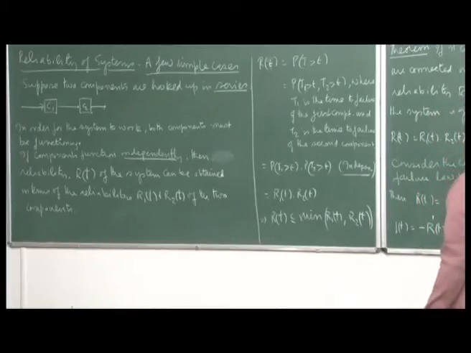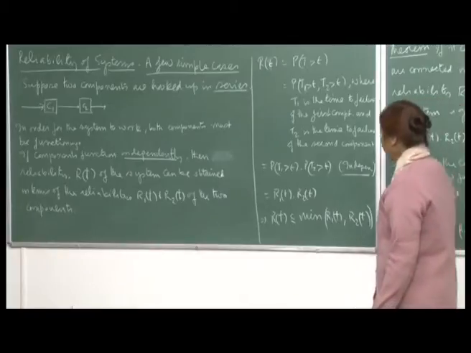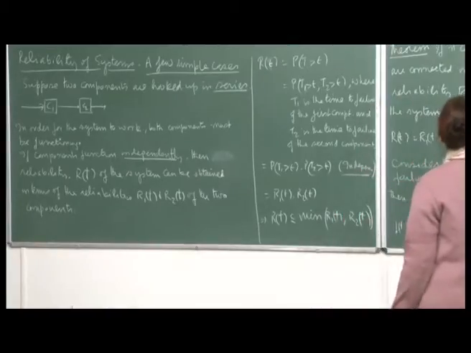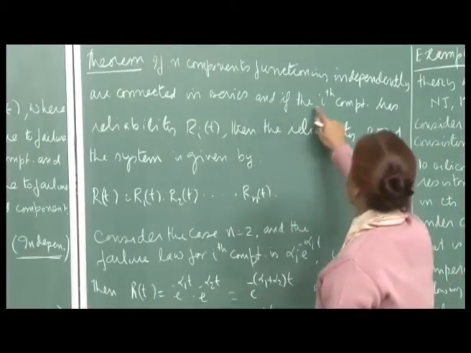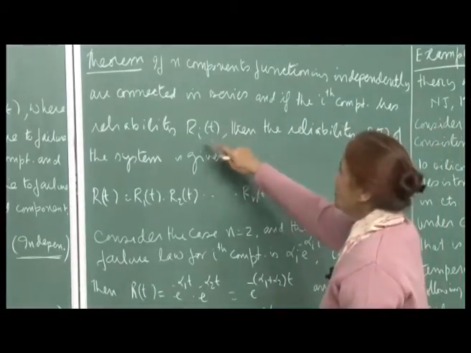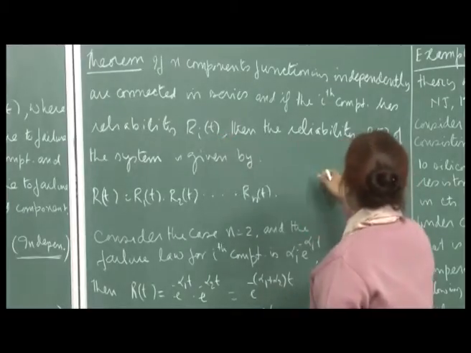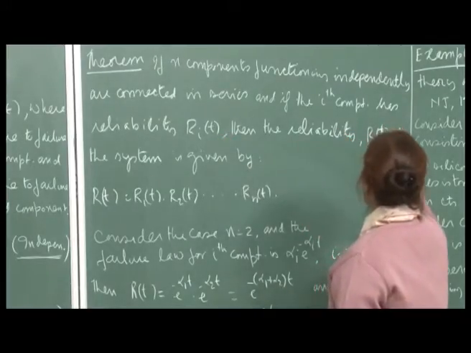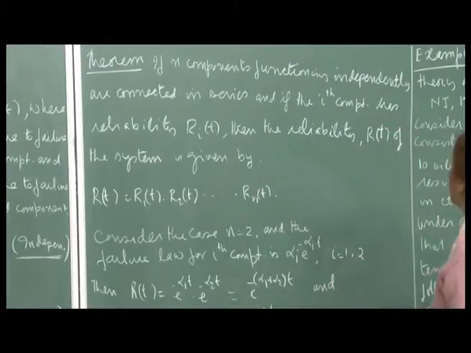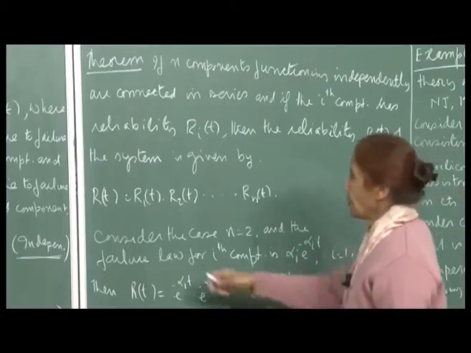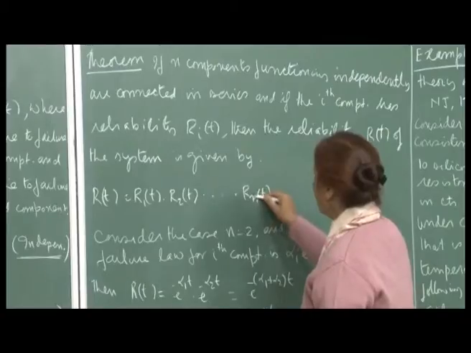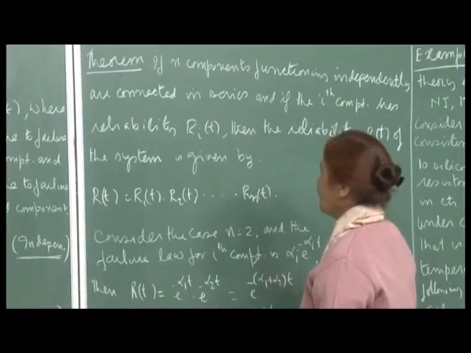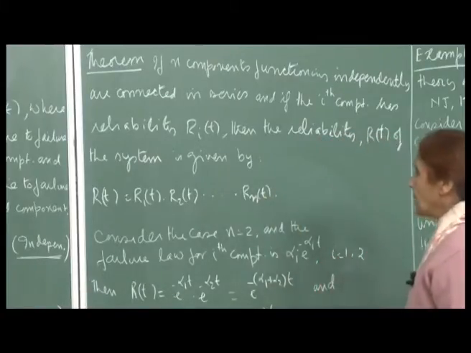Now one can generalize this result: if n components functioning independently are connected in series, and if the ith component has reliability Ri(t), then the reliability R(t) of the system is given by the product of the individual reliabilities, because we are assuming that the components are functioning independently of the other components.